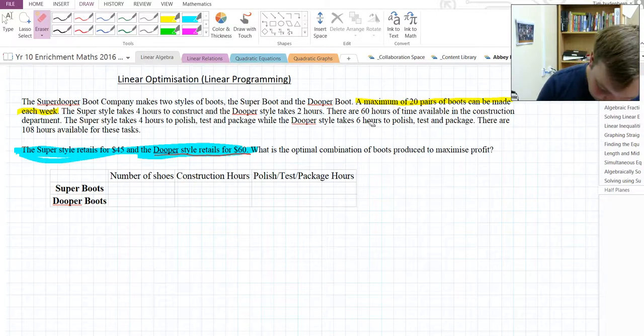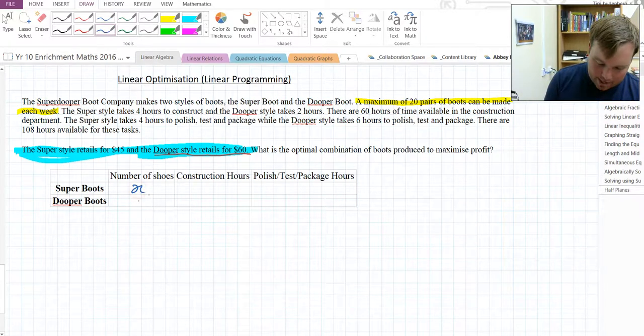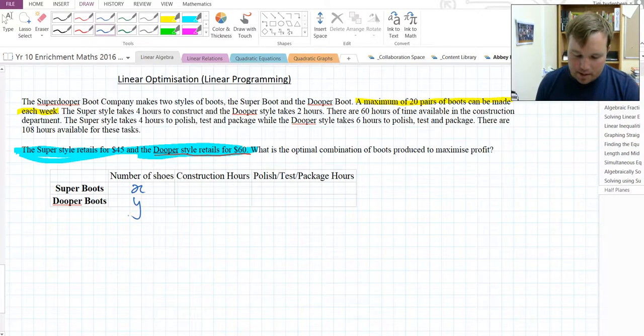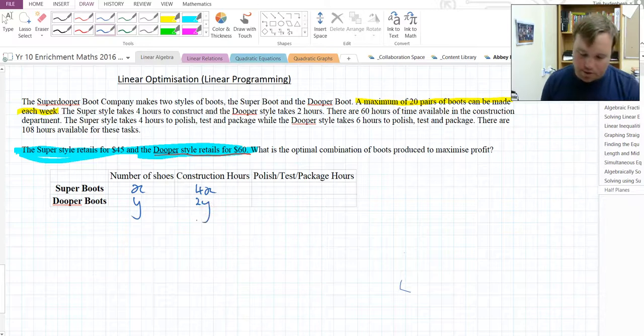So, a typical way to start these is to draw up a table showing the information. I'm going to let the number of super boots be X and the duper boots be Y. Now, the construction hours: if super style takes 4 hours to construct, then it'll be 4X construction hours, and duper takes 2Y construction. The polish, test, package is, again, 4X for super and 6Y.